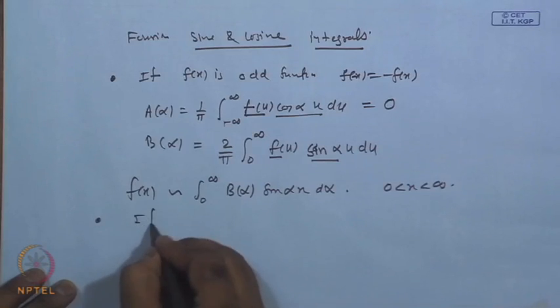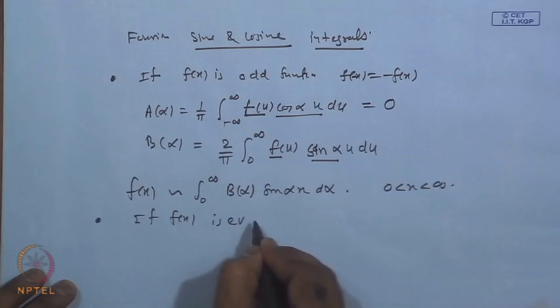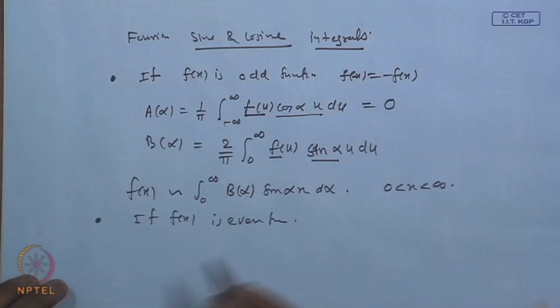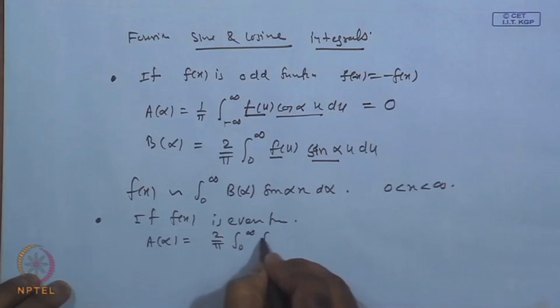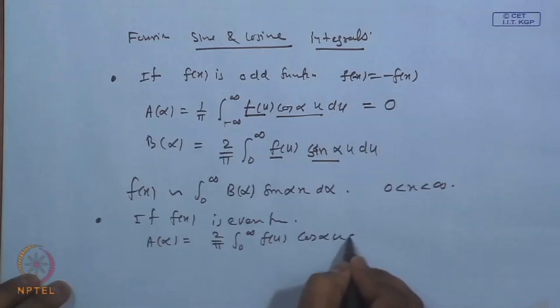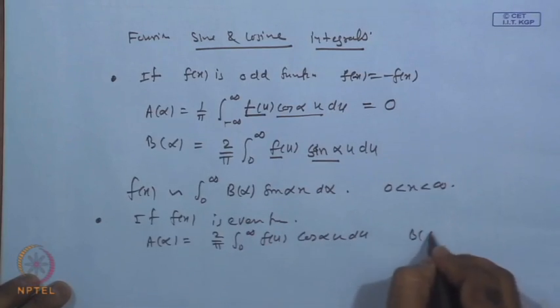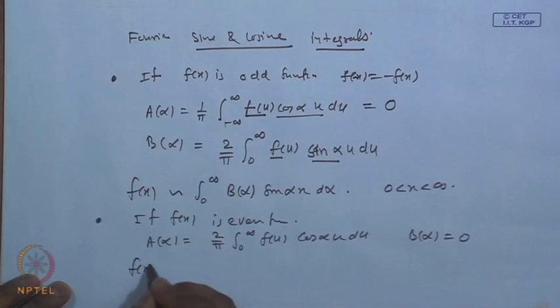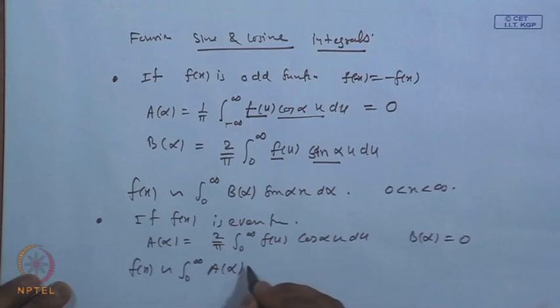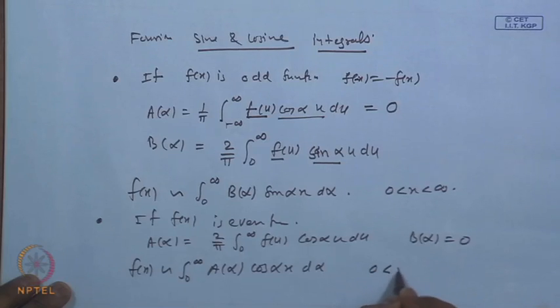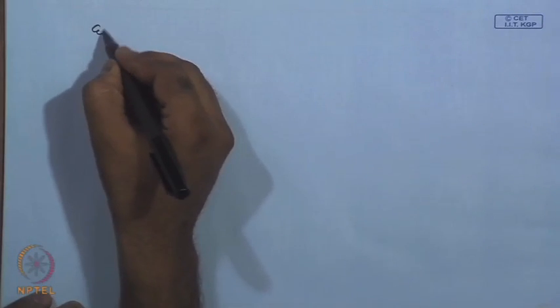And similarly, if the function f(x) is an even function, then b(alpha) will be 0 and this a(alpha) will be given by 2 over pi, 0 to infinity, f(u) cos alpha u du. b(alpha) will be 0, and this f(x) we can represent by the integral from 0 to infinity of a(alpha) cos alpha x d alpha, and this x is between 0 to infinity. So, let's quickly go for one example.